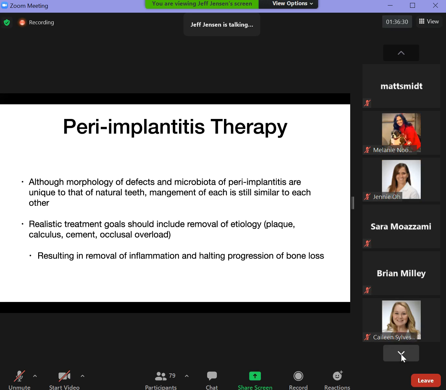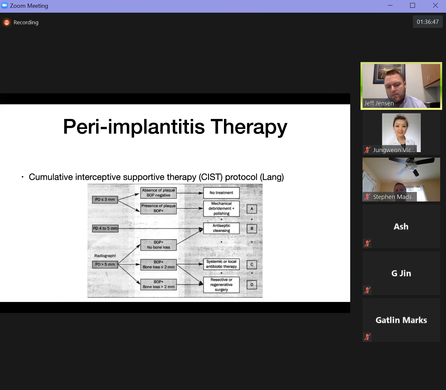Hegde is going to talk about, or has talked about that, but this is just something I've found helpful in trying to organize my thoughts as far as what I am doing in these therapies, what I am trying to do, and how to organize myself. This is from a paper by Dr. Lang called Cumulative Interceptive Supportive Therapy, or CIST. It's a CIST protocol around an implant. It's kind of just a flow chart.